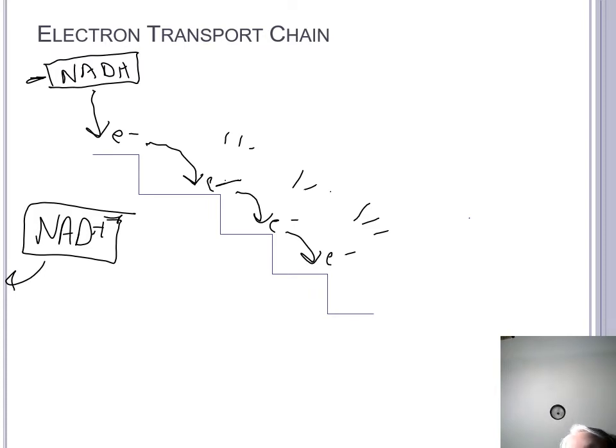The reason the electrons are falling is not because of gravity, it's because of what's happening at the bottom of the electron transport chain. At the bottom of the electron transport chain, we have a gigantic molecule of oxygen. Oxygen is very electronegative, meaning that it's hogging the electrons towards itself.